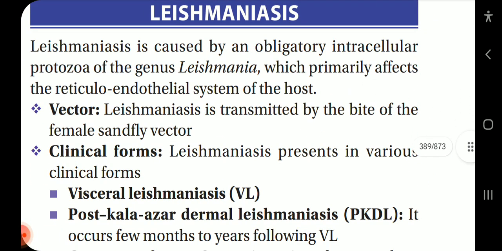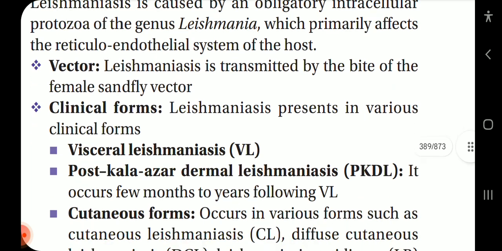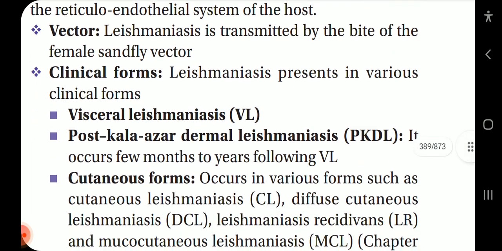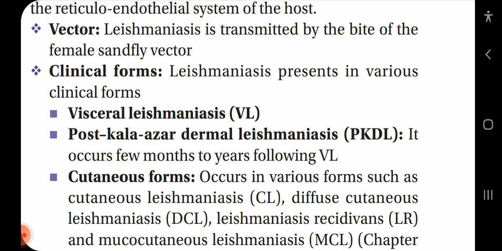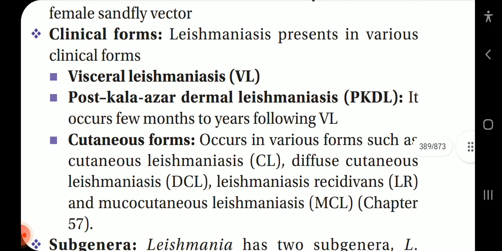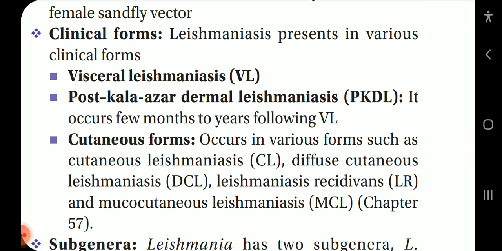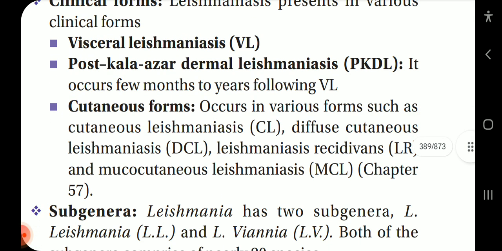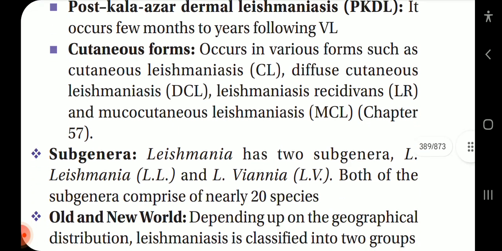Leishmaniasis. Leishmaniasis is caused by an obligatory intracellular protozoa of the genus Leishmania, which primarily affects the reticuloendothelial system of the host. Vector. Leishmaniasis is transmitted by the bite of the female sandfly vector. Clinical forms. Leishmaniasis presents in various clinical forms: Visceral Leishmaniasis (VL) and post-Kala-Azar dermal Leishmaniasis (PKDL), which occurs few months to years following VL.